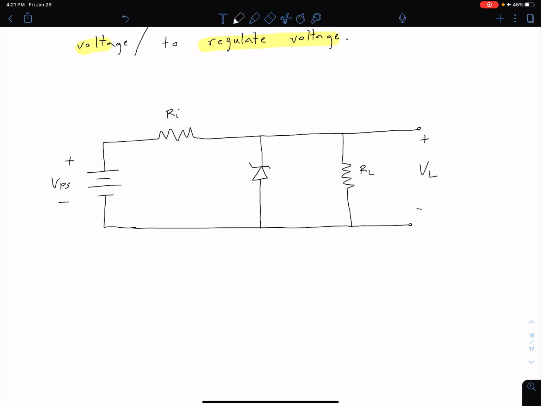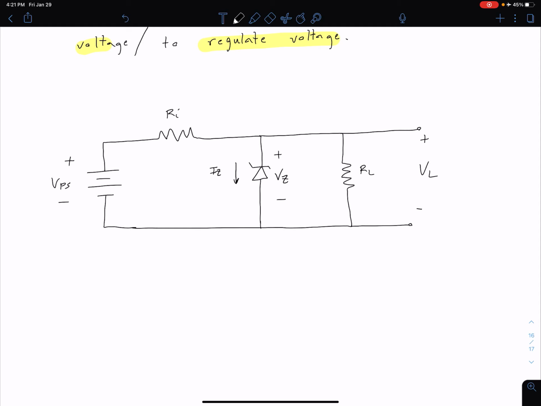First of all, let's put in our diode voltage and current. I'm going to put V_Z for our Zener voltage, and I_Z for our Zener diode current. You might be noting that I seem to have drawn these in backwards. So why have I done that?